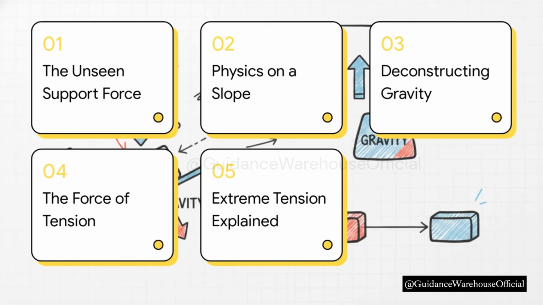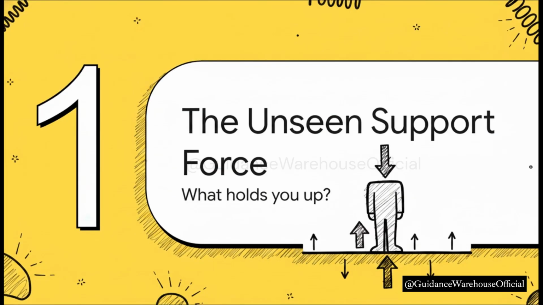So, here's the game plan. First, we'll tackle the force that's stopping you from falling through the floor. Then, we're going to take that idea and hit the slopes, a ski slope to be exact, to see how things change when you're on an angle. After that, we'll deconstruct gravity itself, which is super cool, and then we'll switch gears completely to the force of tension and wrap it all up with an example that is seriously going to blow your mind. Trust me.